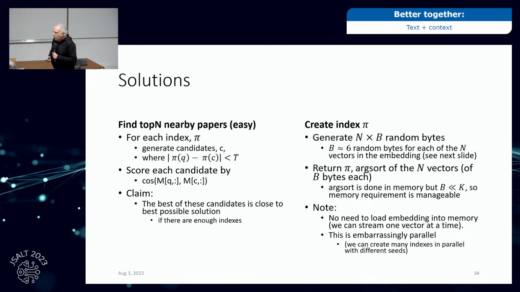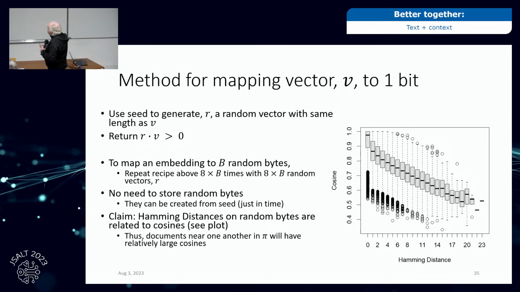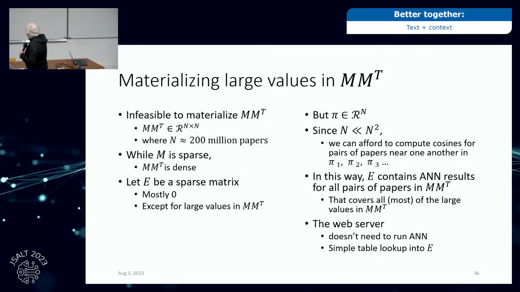All right, I know I'm going very fast here. I don't really want to spend a lot of time on this, but I'm happy to talk with people who are interested in it. This is something to show what's sort of well known, which is that Hamming distance on the random bytes is a pretty good approximation of the cosines, so that if you sort by the random bytes, you actually get the right answer.